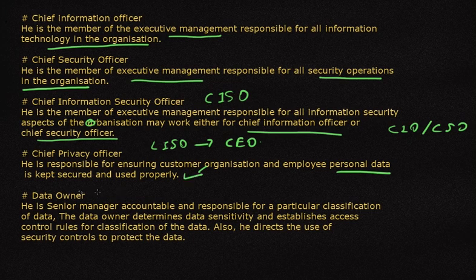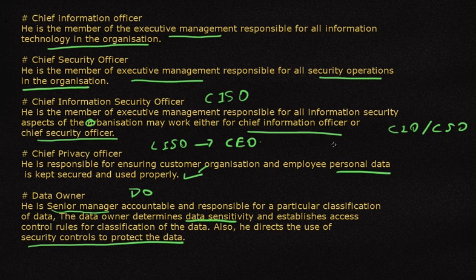Next, we will move on to the data owner. In my opinion, the data owner is the most important role in the organization. He is a senior manager, not a big C-series employee. He is the senior manager accountable and responsible for a particular classification of data. The data owner determines the data sensitivity and establishes access control rules for classification of the data. Also, he directs the use of security controls to protect the data.